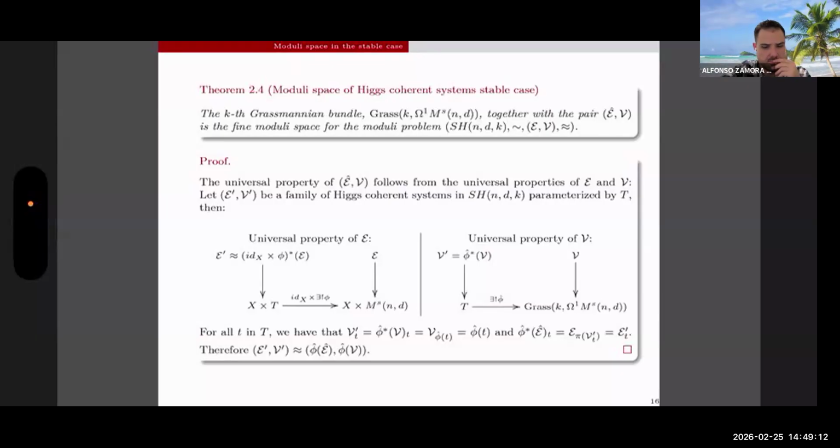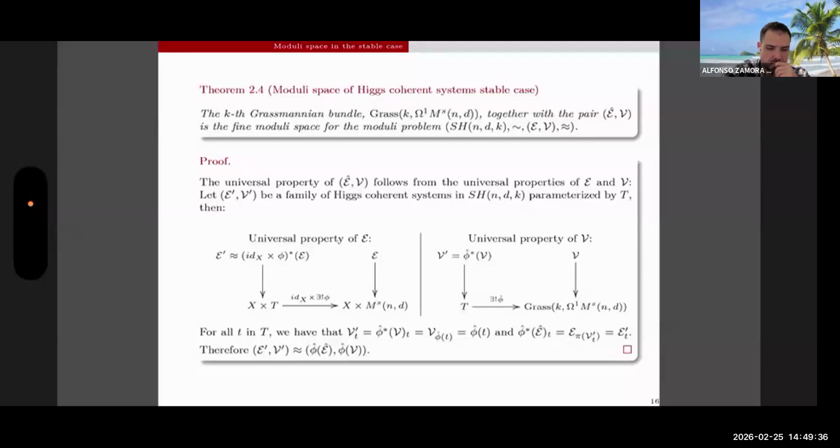As a side remark, working in the étale topology, we can drop the coprime condition and prove a local version of this statement thanks to the local existence of that universal family over the moduli space of stable vector bundles.